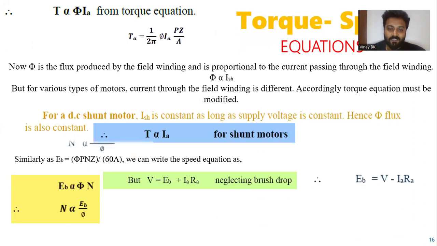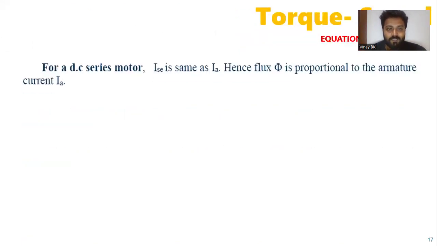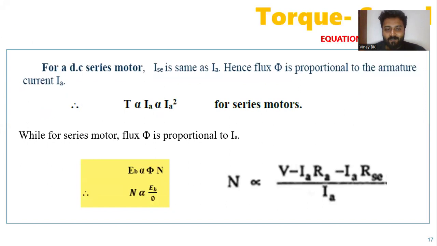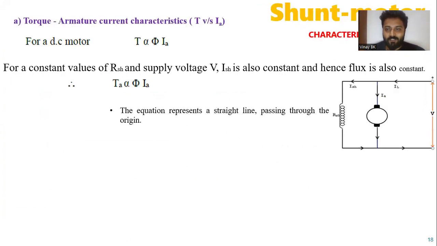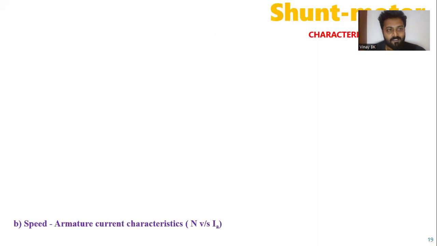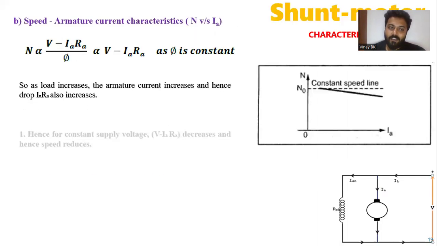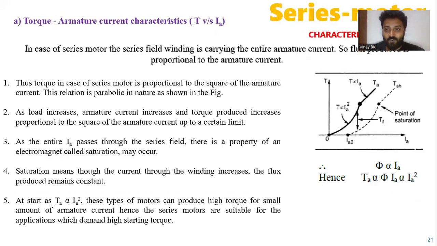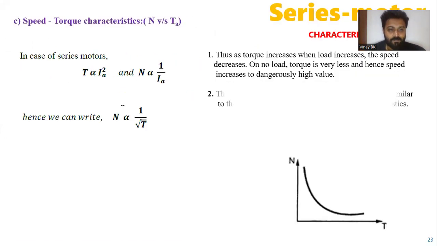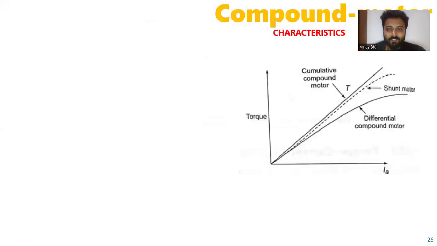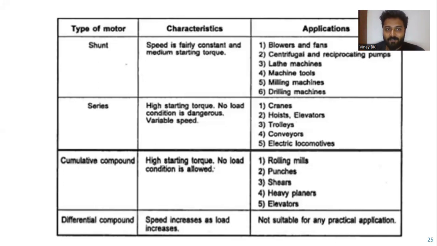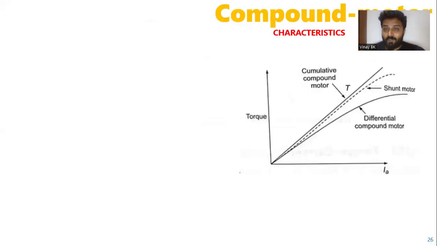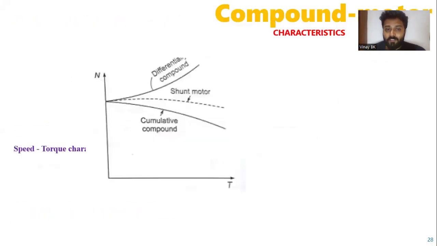With the help of these relations, I explained about the characteristics of DC shunt motor and DC series motor, that is torque armature current characteristics, as well as speed armature current characteristics, and also speed torque characteristics of DC shunt motor as well as DC series motor. So you'll get to know all the points from this. Apart from that, I also explained the types of motor, that is characteristics along with applications of DC motor, and characteristics of compound DC motor.